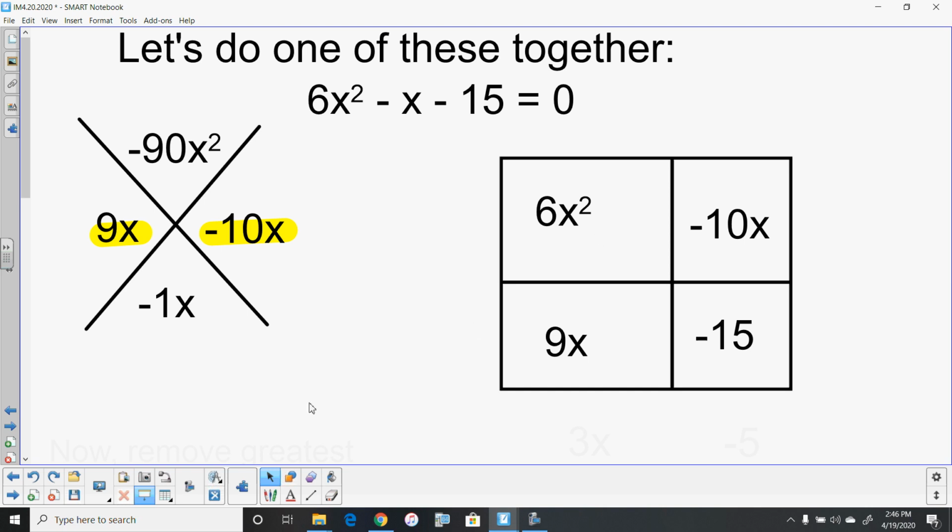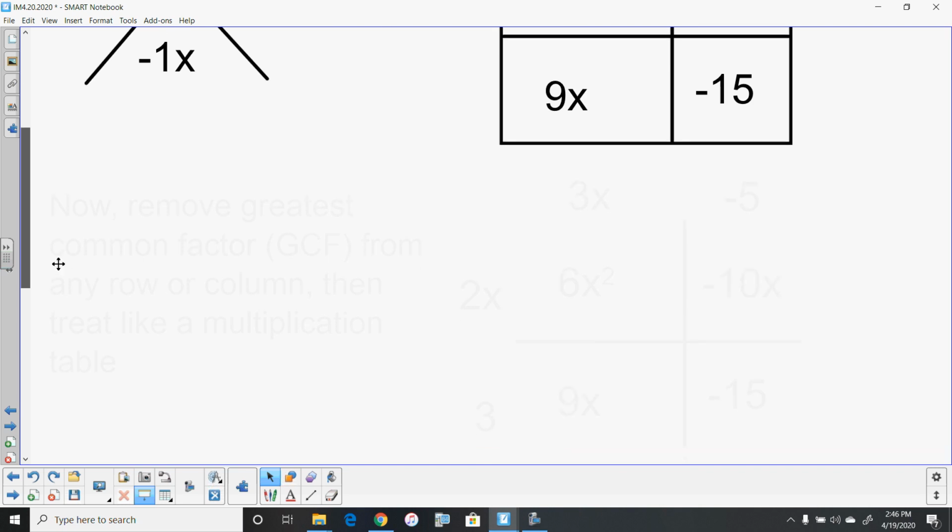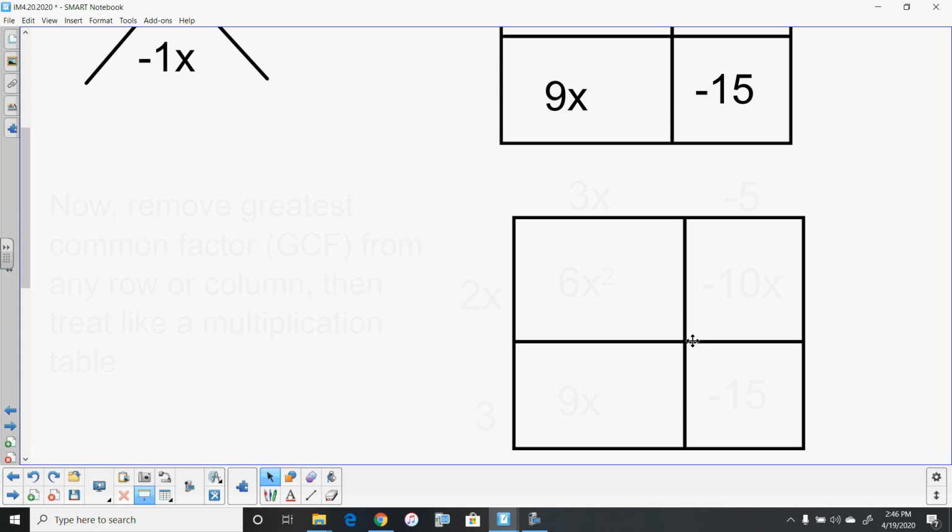So I've got this crazy rectangle, and the way it works is we're going to take any row, it doesn't matter which, and we're going to pull out the greatest common factor.